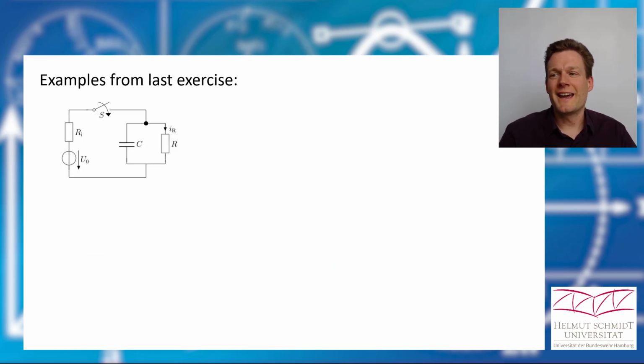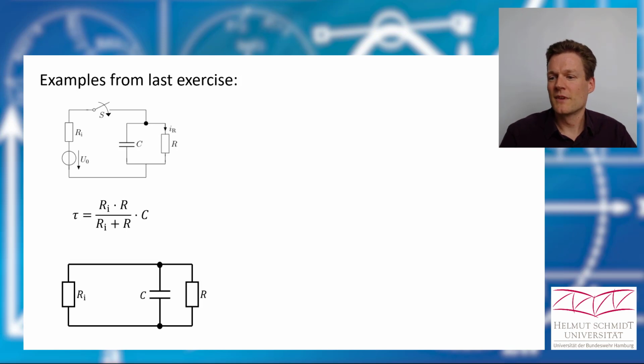From our last exercise class, we had this circuit here. Again, we closed the switch and found out that our time constant tau looks like this. And now let me redraw the circuit for the situation that the switch is already closed, and I will deactivate the source again. So our circuit looks like this.